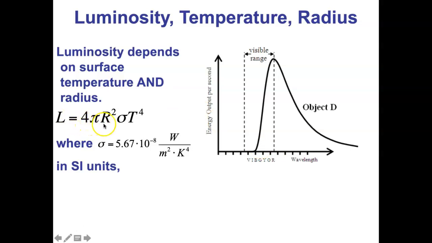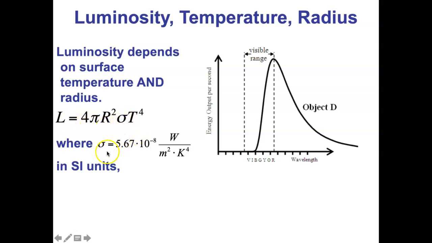So 4 pi radius squared, that's the formula for the surface area of a sphere, like a star. Sigma times temperature to the fourth, that's the luminosity per unit area. This sigma T to the fourth is what's called Stefan-Boltzmann's law. That's the energy given off from each square meter on the surface. So we have an expression for the energy given off per square meter, times the number of square meters gives us the full luminosity of the star.